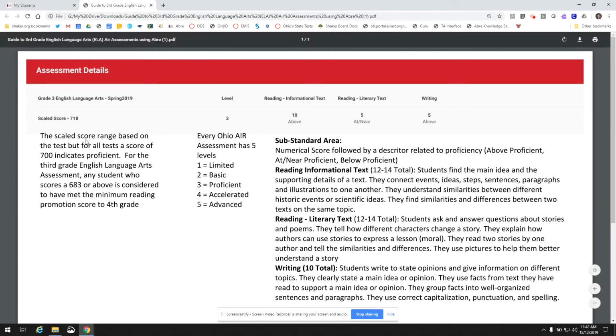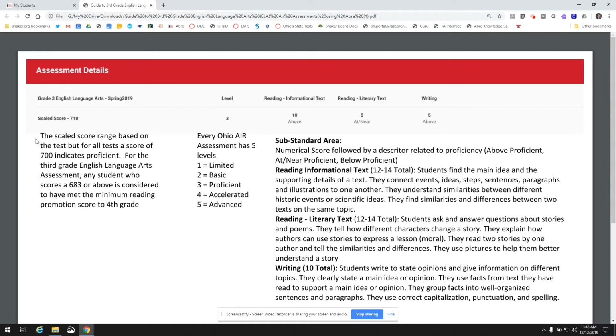So when I look at how to interpret these scores, the first thing I want to look at is the scaled score. The scaled score range based on the test is the same, but again, 700 indicates proficient. For the third grade English Language Arts assessment this year, any student who scored a 683 or above is considered to have met the minimum promotion score for the third grade guarantee. So any score of 683 or above counts as that third grade score for promotion. 700 indicates proficient, 683 is proficient in reading only. The reason why is this test is a test of both reading and writing.